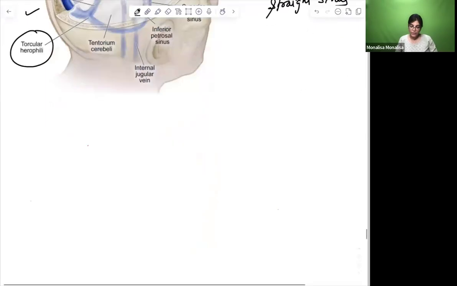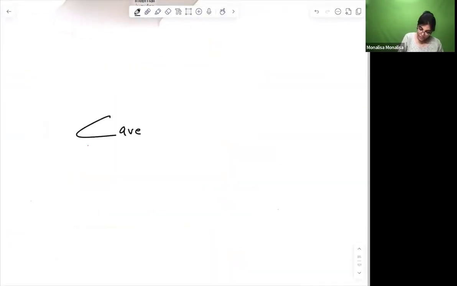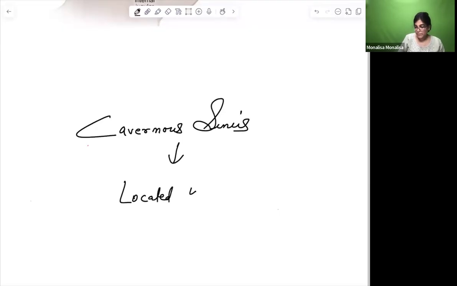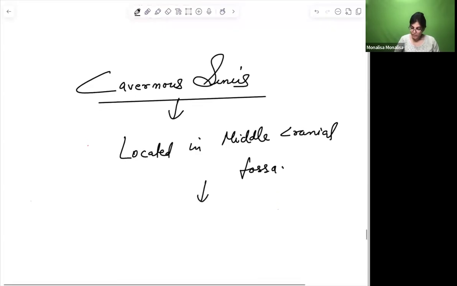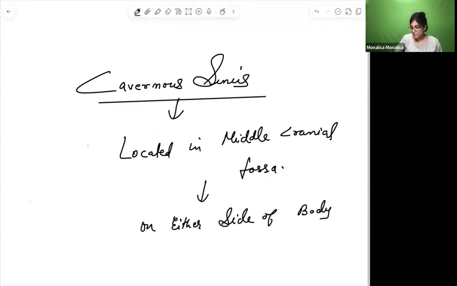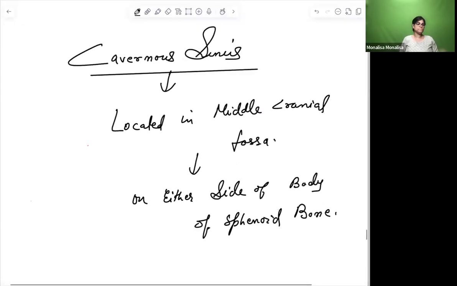Okay, dear. Now I want you to know about the cavernous sinus. The cavernous sinus is located in the middle cranial fossa, on either side of the body of the sphenoid bone.